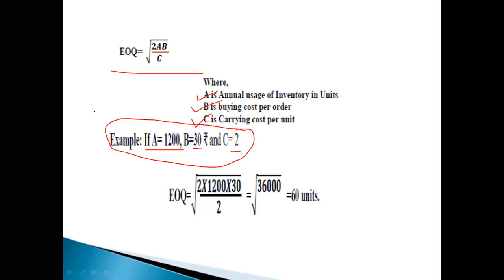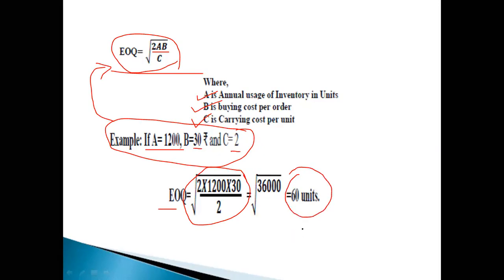in this formula, that is EOQ is equal to the square root of 2 into 1200 into 30 buying cost divided by 2, that is 36,000 is the total calculation with these digits if you put in this formula 2AB divided by C. So the EOQ is 60 units. You have to calculate it.